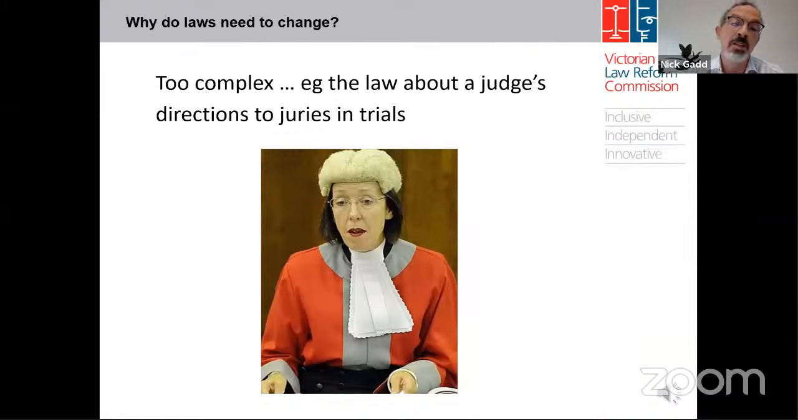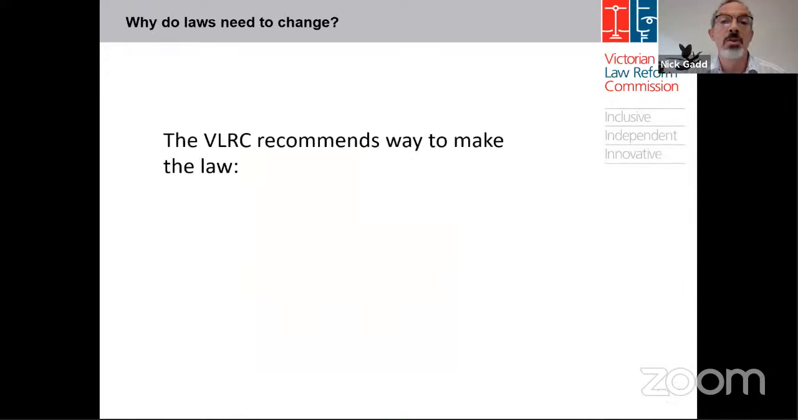But there have been so many changes to the rules about what judges should be explaining to juries about things like evidence, that the law had become very confusing. It was resulting in many mistrials, many appeals, many verdicts being overturned. So the Attorney General a few years ago asked the VLRC to look at the law about judges' directions to juries, and we made recommendations about making them simpler and clearer. And those changes were implemented into law, which means that now a judge's directions to juries are a lot clearer and simpler. And part of the result of that is that we're getting fewer appeals and fewer verdicts overturned. So those are some of the reasons why laws may need to change.